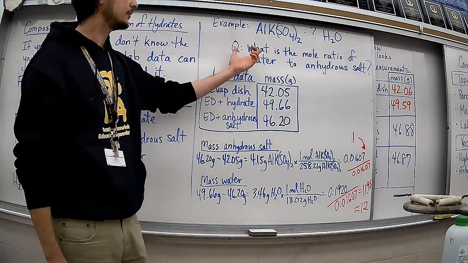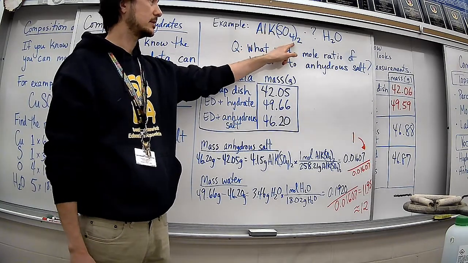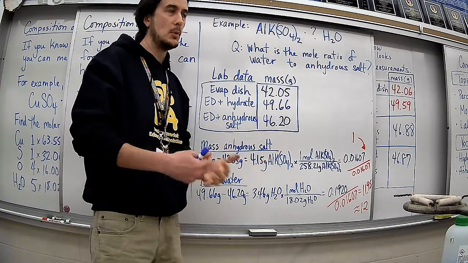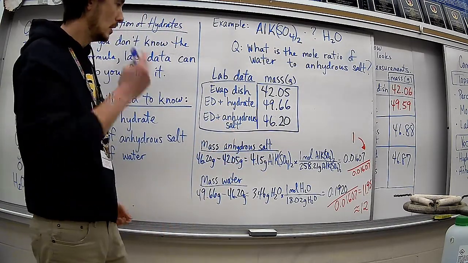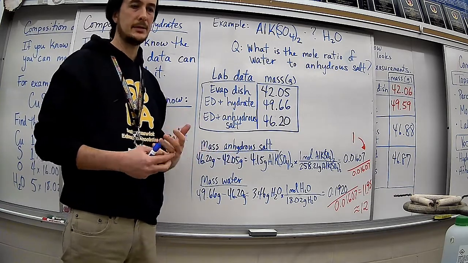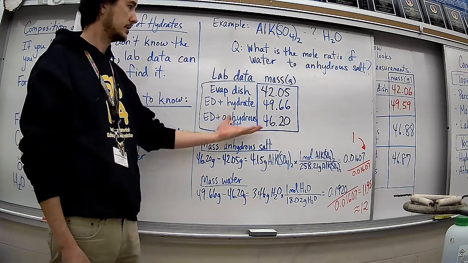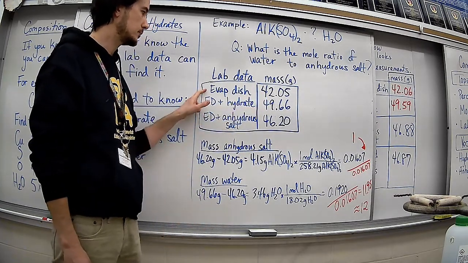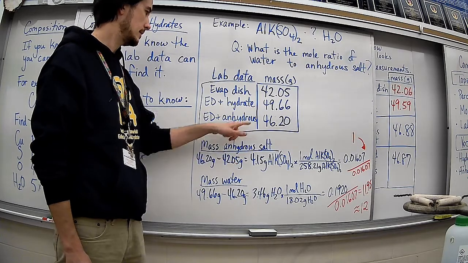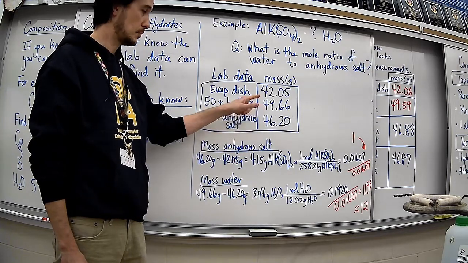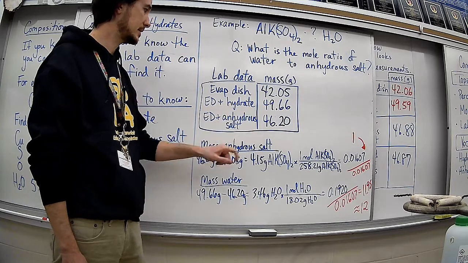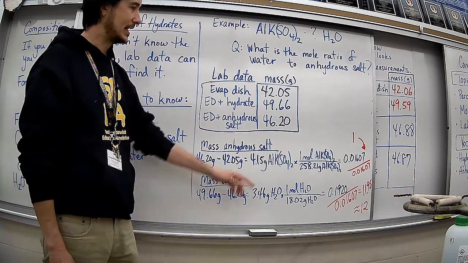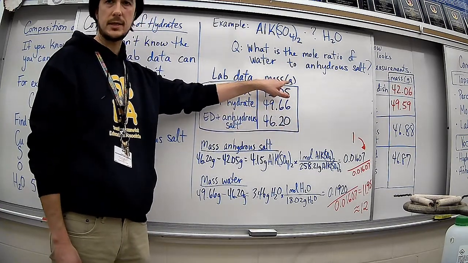All right, so take, for example, aluminum potassium sulfate. We have 2 units of sulfate there. And if I said, okay, we don't know what the mole ratio is of water to the salt, well, we could do a lab and try to figure that out. So this is a sample of lab data. We have 42.05 grams for the evaporating dish. The hydrate plus the evaporating dish is 49.66. The evaporating dish and anhydrous salt is 46.20. Again, you don't want to write grams all the way down. You just write it at the top of the column.